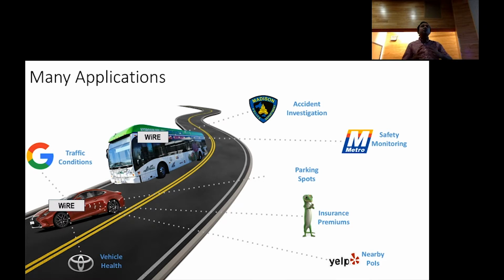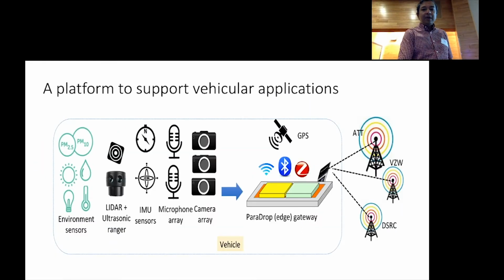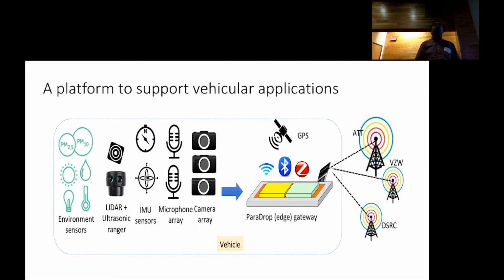But we are now trying to think of, what if I put this same router, same gateway in the vehicle as a compute hub, and we can do interesting applications with it. Okay, so that's sort of where we are headed. And I'll give you a couple of example applications. So this is what our new version of ParaDrop is going to look like when you think of vehicular applications.